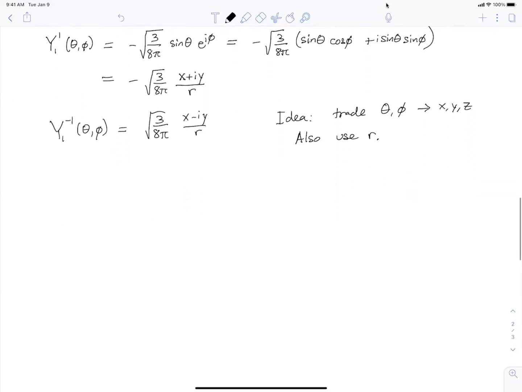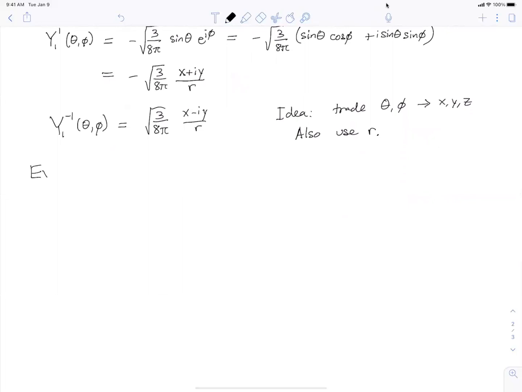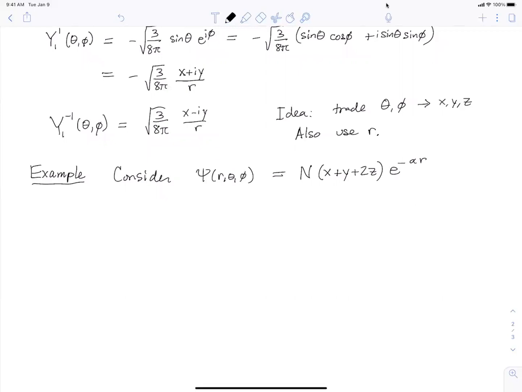So let's consider why this would be a useful thing to do. Example. Let's consider a wave function psi of r, theta, and phi, which happens to be some normalization factor times x plus y plus 2z times e to the minus alpha times r, where r is, again, the radial coordinate. Now, I'm not going to tell you what the normalization factor is because it's not needed for what we're going to do.